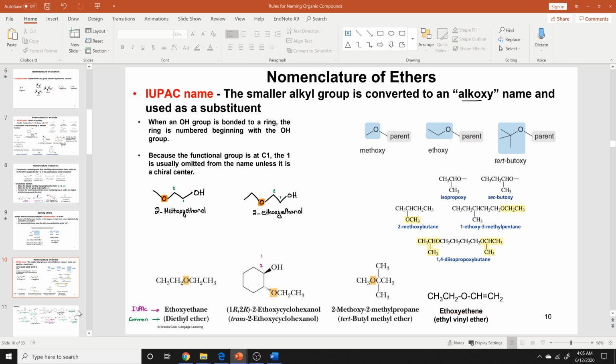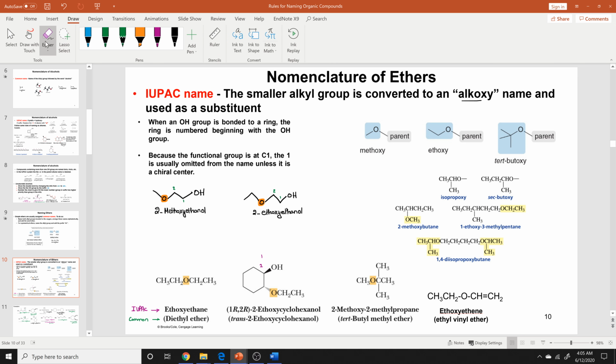So let's have an example over here. You name the smallest R chain as an alkoxy, so that's going to be methoxy. That is going to be an alcohol, so I know now that my parent name has to end in the OH. The OH is going to be carbon number 1. That is going to be carbon number 2. This is cyclohexanol. I dropped the E of the alkane and put an OL. Remember, no two vowels next to each other. Carbon number 2 has an ethoxy.